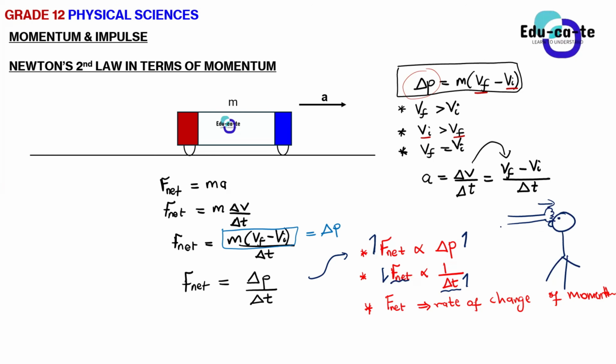But if the person doesn't hit you quickly, like he just stretches out his hand and touches your nose for 10 seconds and then removes his hand, are you going to feel the pain? No. So basically, for a greater net force, we need a shorter time. And for a smaller net force, we need a longer time. That's why we say that they're inversely proportional.